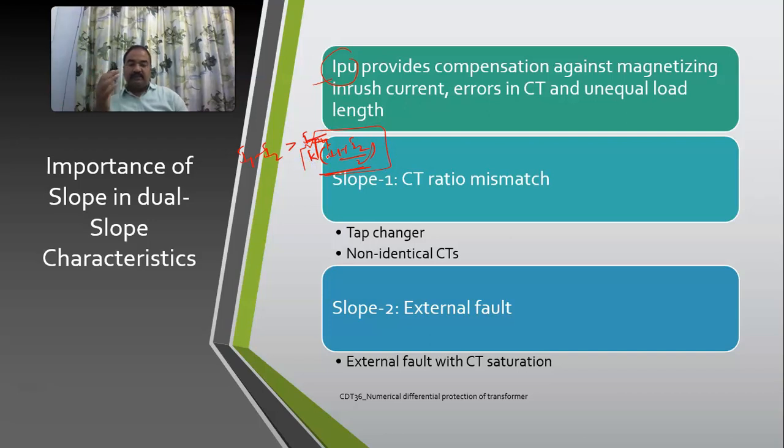So you can adjust the tap changes. You can have non-identical CTs also. For all that, this is the compensation. Slope 1 is the compensation for that. And you have seen that there is a double slope also. Why it is being done is, as already we have seen in unit number 3, your CTs may be experiencing saturation.